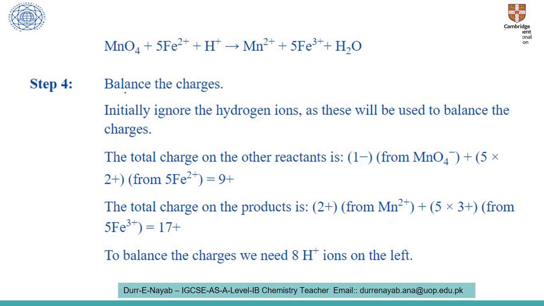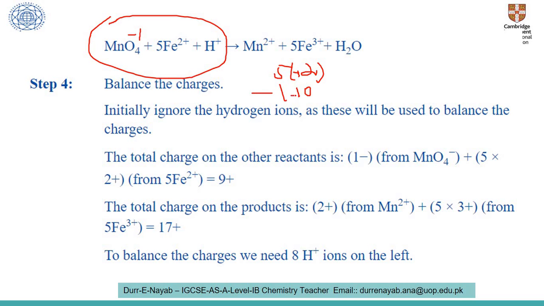Now we have to balance the charges. This is the reactant side. On this we have the charge -1, and this is +2, and this is +1. Here +2 you have to multiply with 5. So 5 twos are 10, and here I have -1. So +10 and -1 gives you 9, but the sign will be plus.